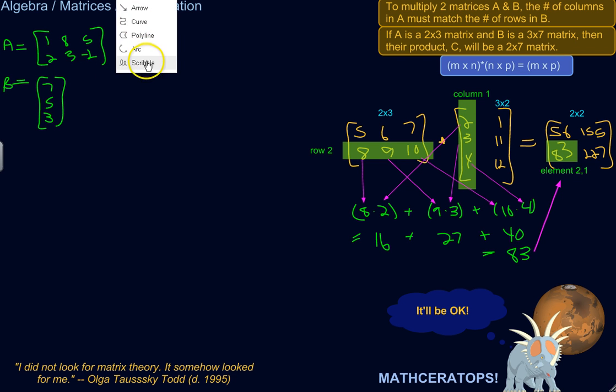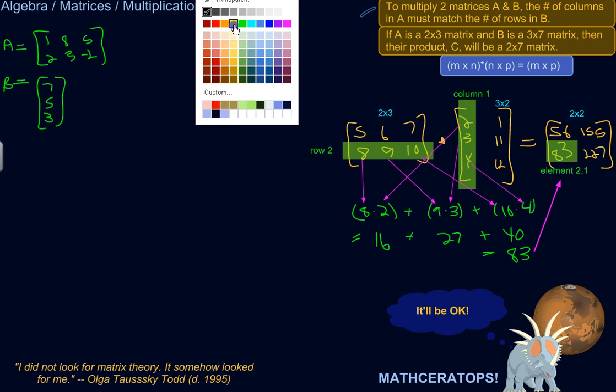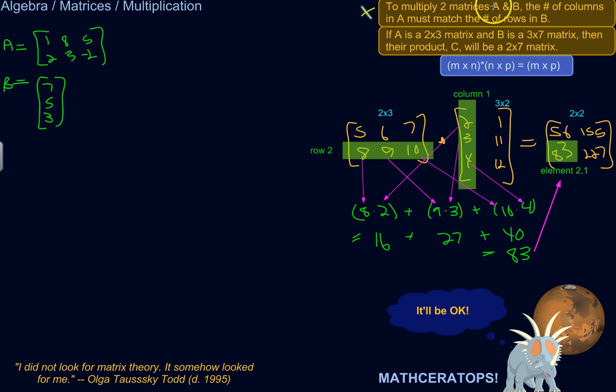There's one condition that has to be true before you can actually multiply matrices. If you're multiplying two matrices, matrix A and matrix B, the number of columns in A must match the number of rows in B. Otherwise, you can't do the multiplication. It would be undefined. So these are rows, and these are columns. This matrix has 2 rows and 3 columns, so it's a 2 by 3 matrix.